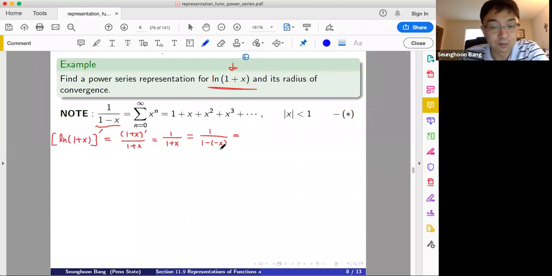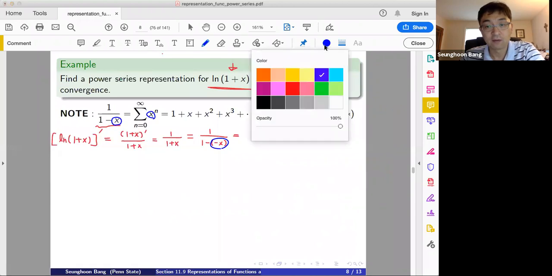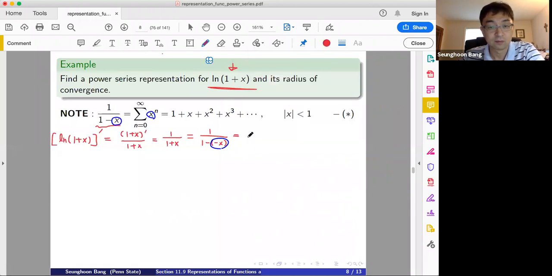Next, only substitute x by minus x. You can plug into here, and you plug into here. So what happens? So we have this one. Summation, n equal 0 to infinity, we have negative x to the power n. So you can distribute power n to the minus 1 and x, the same: summation n equal to 0 to infinity, minus 1 to power n, x to the power n.